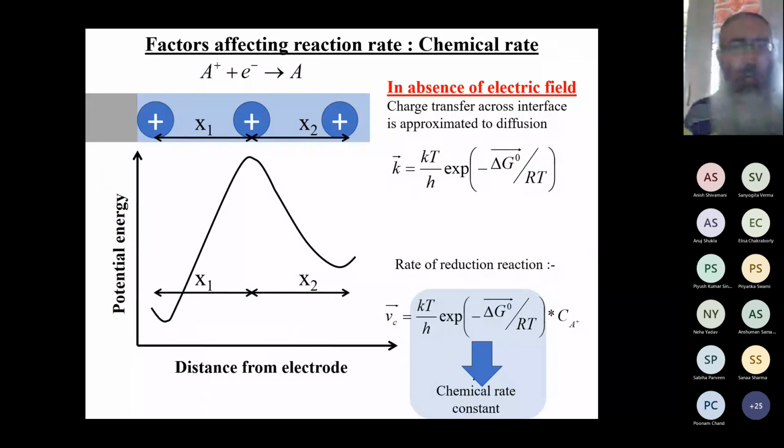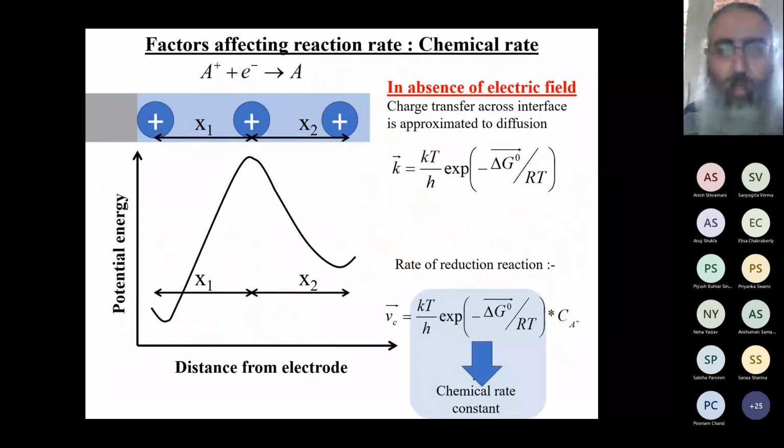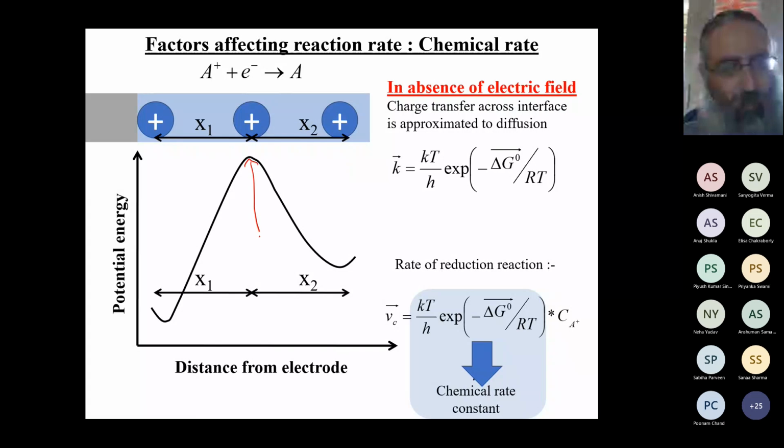So now again, I'm just redefining the term. Of course, I have to write the Ca here, that is the concentration of the reactant, because if I put in a rate law, then concentration should be there. Here, in the absence of an electric field, this barrier, delta G naught, represents the chemical barrier. It's a purely chemical barrier, because we are not talking about a spontaneous reaction.